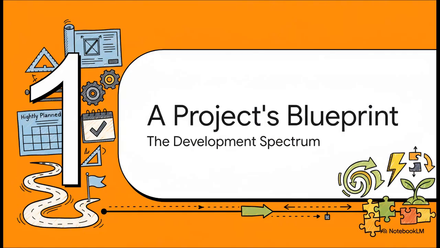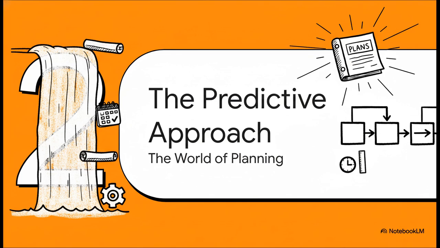And at the very heart of that blueprint is the development approach. So I want you to imagine a spectrum. On one end, you have this world of super detailed planning where every single step is mapped out. And on the complete opposite end, a world that just thrives on change, where being flexible is everything. So let's start at that first end of the spectrum, the world where planning is king. This is the predictive approach, and you'll often hear it called waterfall, and you're about to see exactly why.